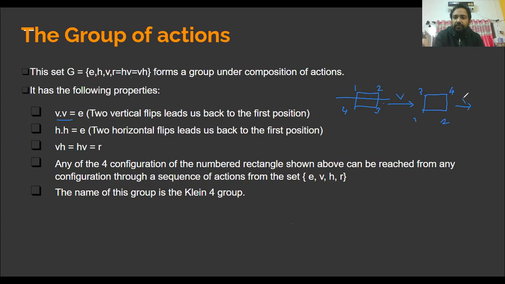And again, we apply V. We get back configuration 1. So that's basically what it's trying to say. VV is equal to E, because E does no action at all. E just keeps the configuration the same.